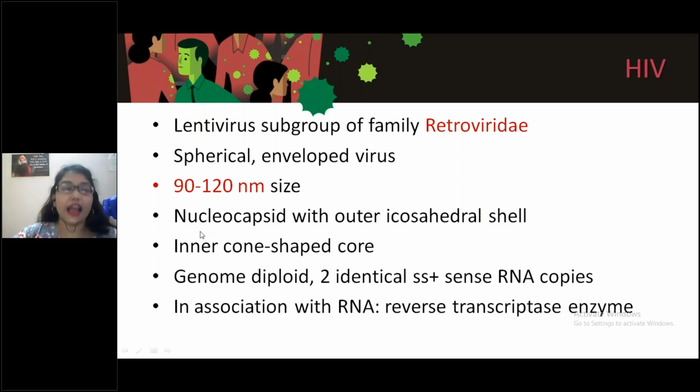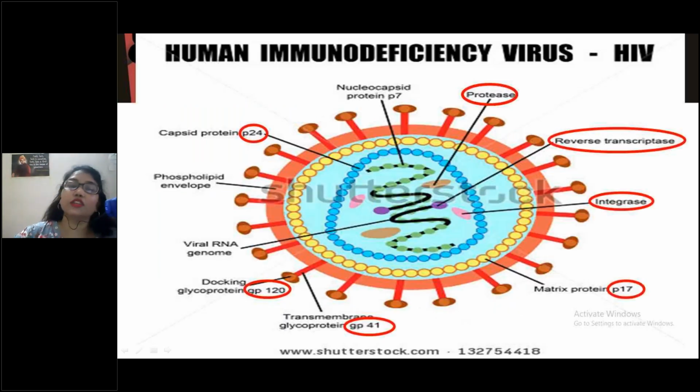nanometers in size, and the nucleocapsid has an outer icosahedral shell and an inner cone-shaped core, which we saw in the video. The genome is diploid and it has two identical single-stranded positive-sense RNA copies, and in association with the RNA, the reverse transcriptase enzyme, which is typical to this virus. So there are important parts.